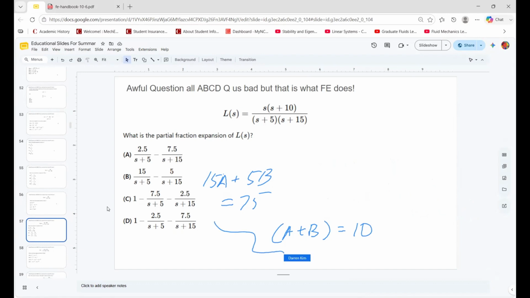And then you can solve this. I guess I'm stuck solving it this way. A equals 10 minus b, and a plugs into here, which is 15 times 10 minus b, plus 5b, equals 75. Oh, what am I doing? I have a calculator. Duh! I'm a moron!